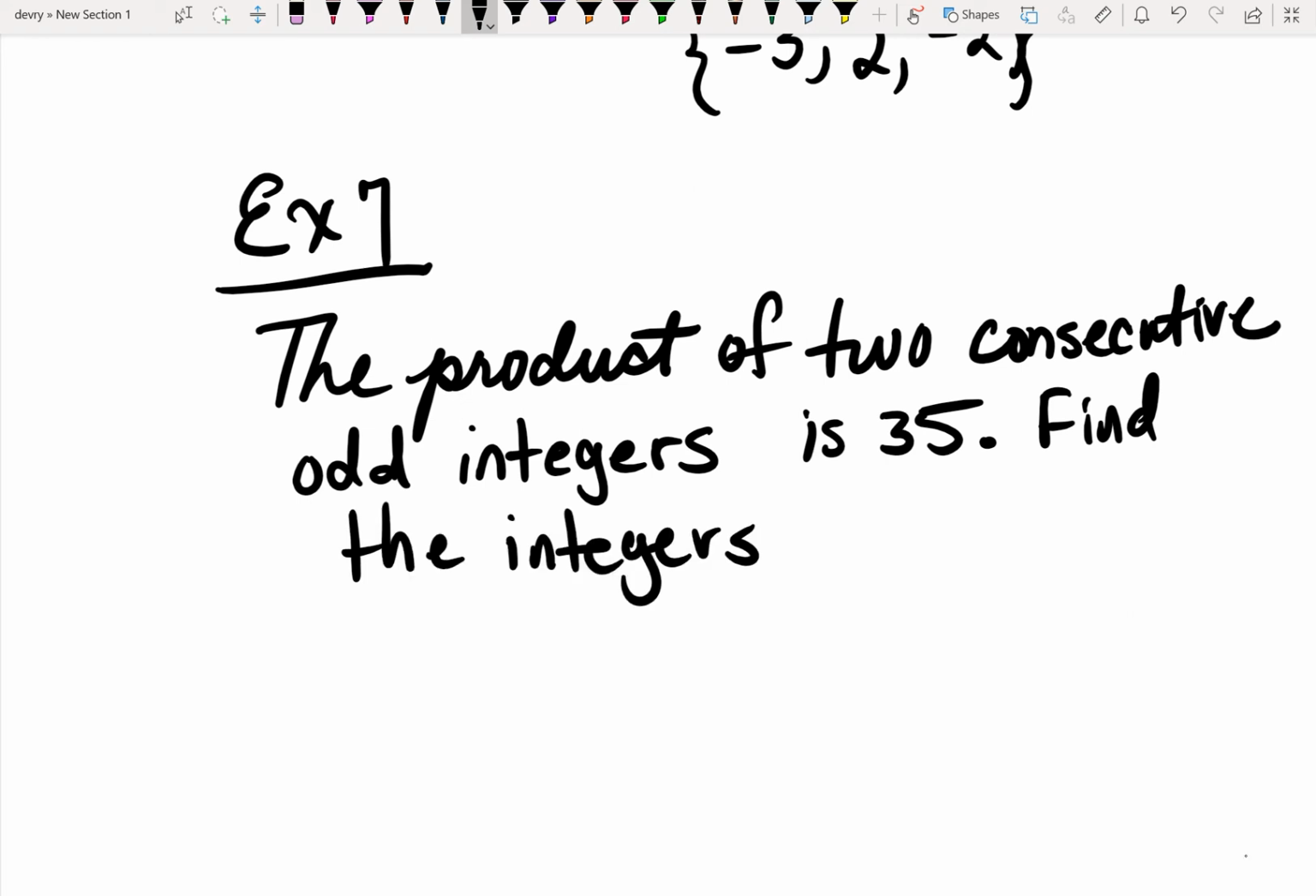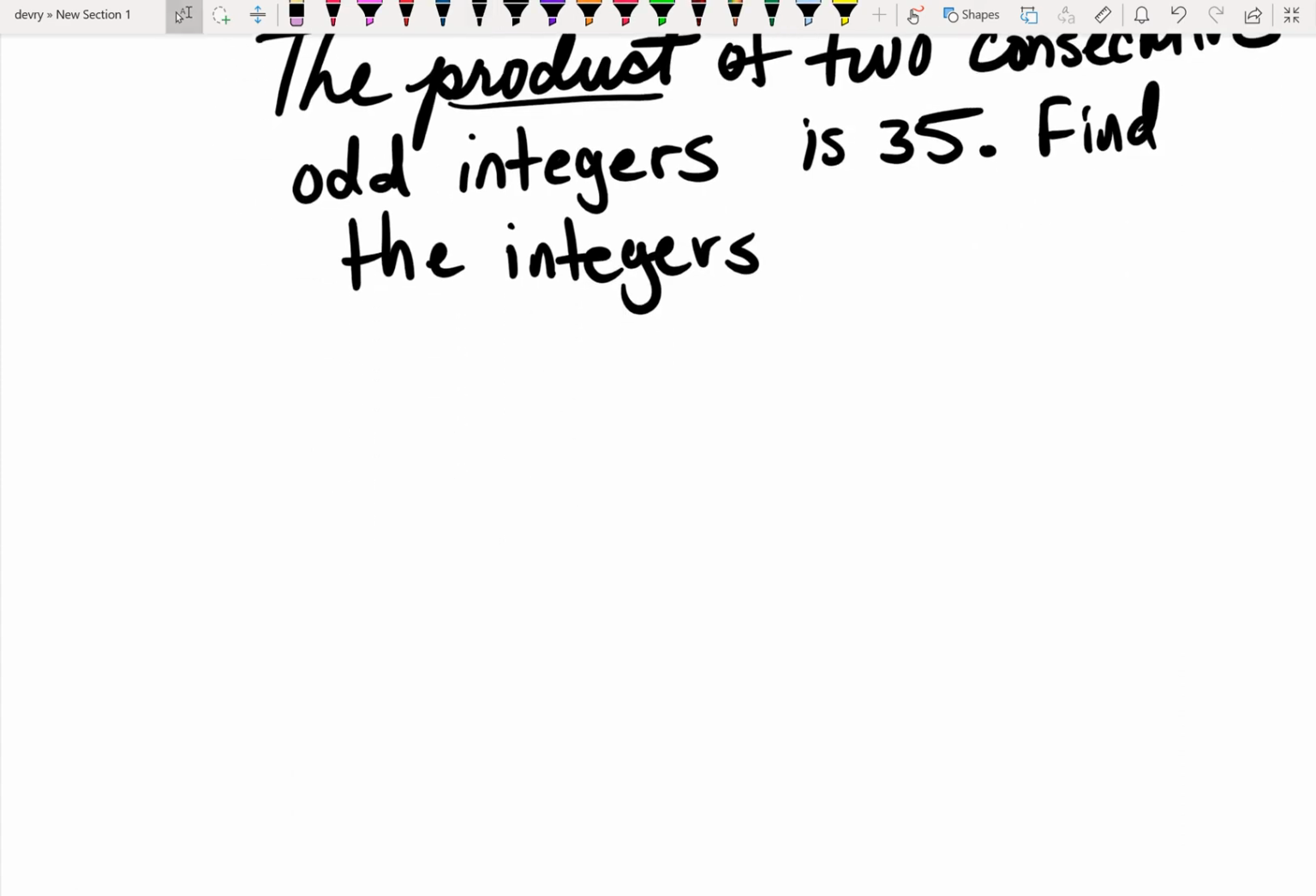Now, in all honesty, can we agree that the numbers should be 7 and 5? They are 2 consecutive odd integers. And if I multiply 7 times 5 or 5 times 7, I get 35. So the idea, going back to looking at the equation, is x times (x plus 2), if you recall, and this is equal to 35.